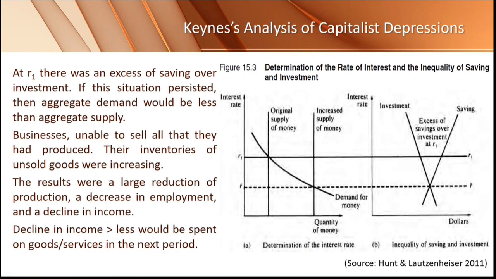Okay, you look at the diagram on the right hand side. At the interest rate R1, I mean the higher one, right? There was an excess of saving over investment. You notice in the graph, investment and saving. As mentioned just now, the lower and lower the interest rate, you assume the cost of borrowing to invest is lower and lower. Therefore, you tend to increase, or at least encourage, investment.